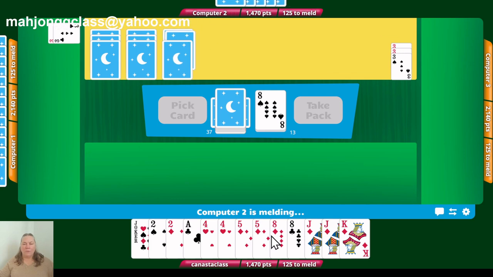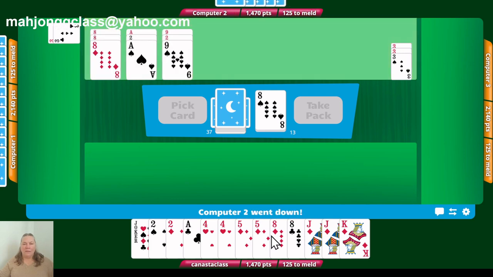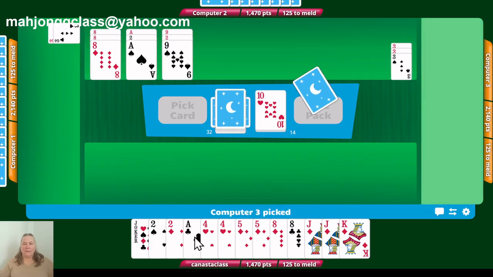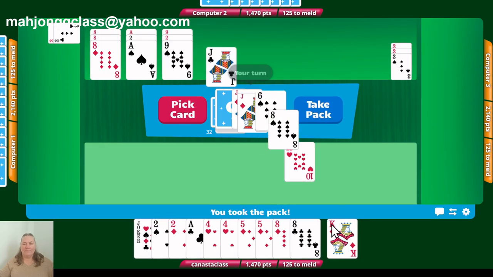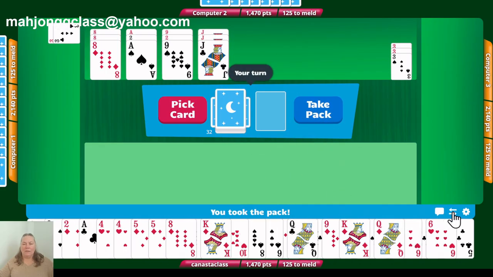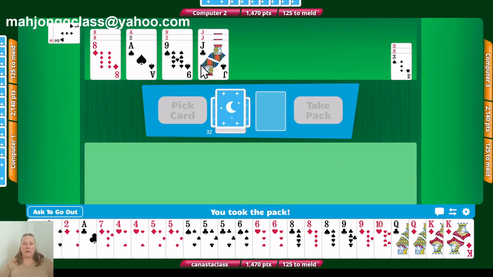Thankfully, my partner's opening: 9, ace, and 8. Oh, we have 8s. That's good. And 1 ace. I have a pair of jacks, so I'm going to take the pack. And we're going to try to help make canastas here.